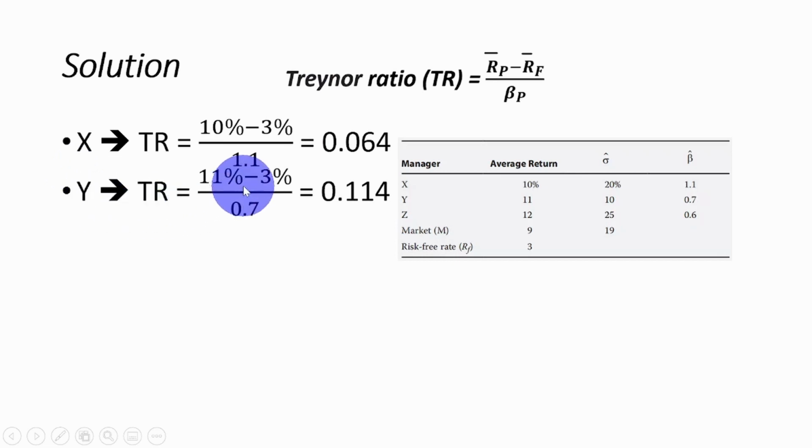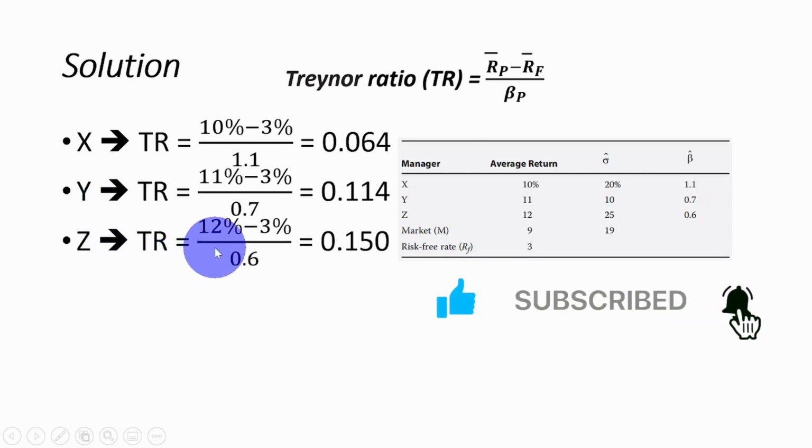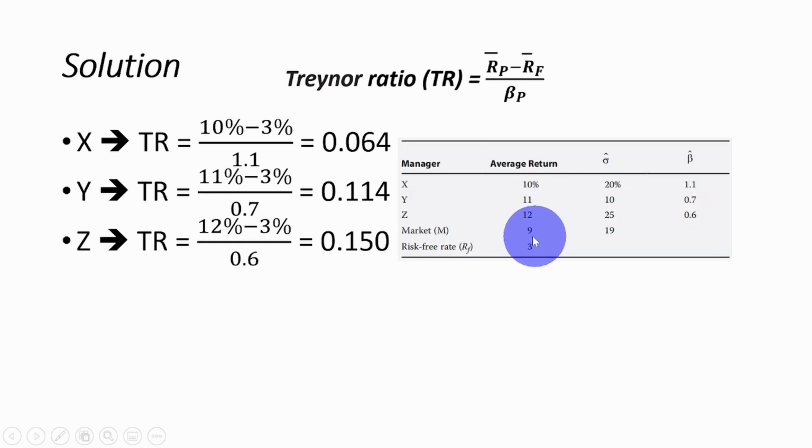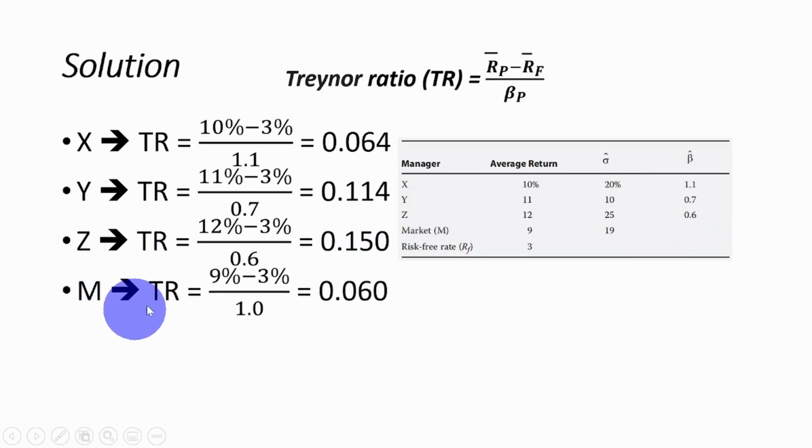For manager Y, the Treynor ratio is 11% here minus the risk-free rate divided by 0.7, which is the beta of that portfolio. Then for Z, 12%, which is the average return, minus the risk-free rate divided by 0.6, we have 0.150. For the market portfolio, 9% minus 3% divided by beta. For market portfolio, the beta is always equal to 1. Now we have 0.060.